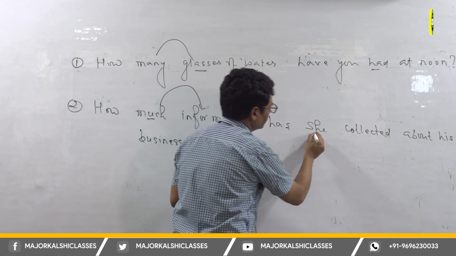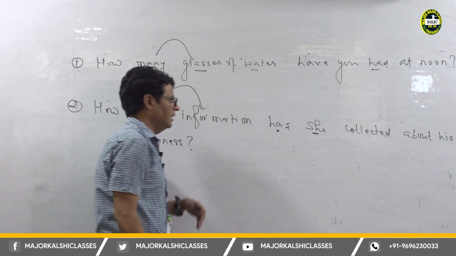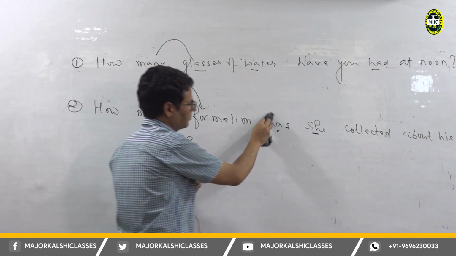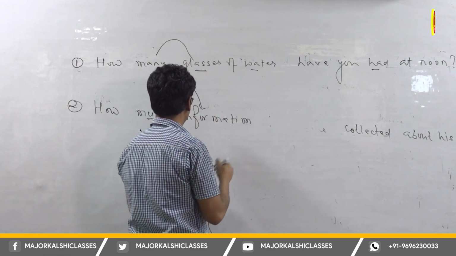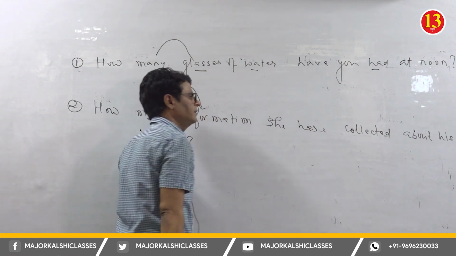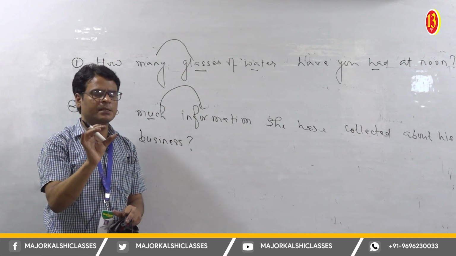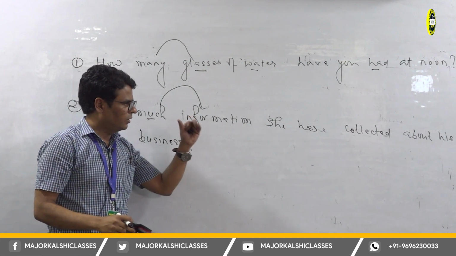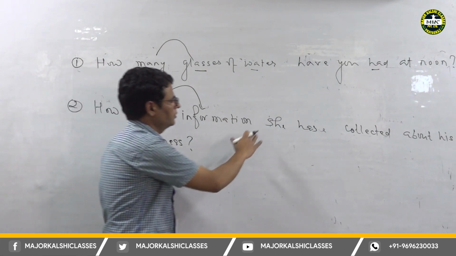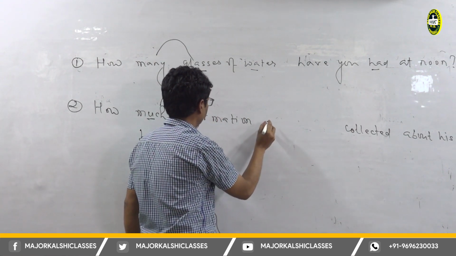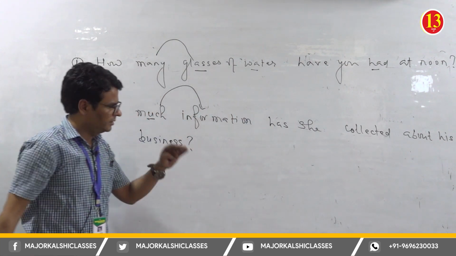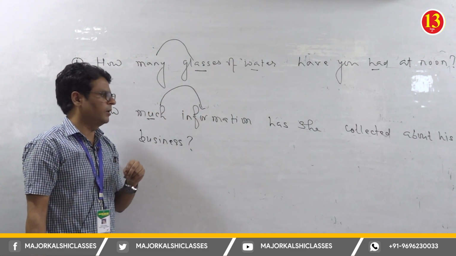And your subject is she. She is singular. That's why I used has here. And you cannot use it like this: how much information she has, that is grammatically wrong. If you find an interrogation mark at the end of the sentence, always remember the auxiliary is used before the subject, not after the subject. So the correct expression will be: how much information has she? Okay, how much information has she collected about his business?